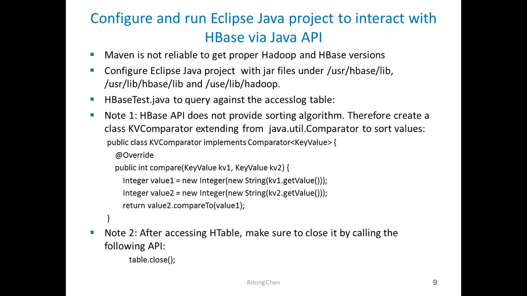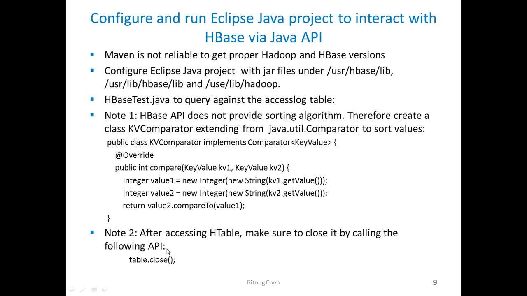So I created a file called HBase test, so you can query against the access table directly. As you see from the previous slide, if you scan the access log, it's not sorted by the value, but by the file name. So I have to create an API. I think it's very convenient. You can create your own comparator. You can get the value and sort by the value. In my case, the value is the count, an integer, so you can easily compare.